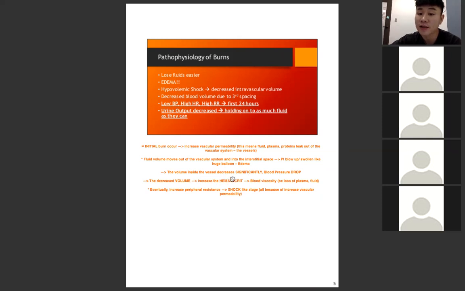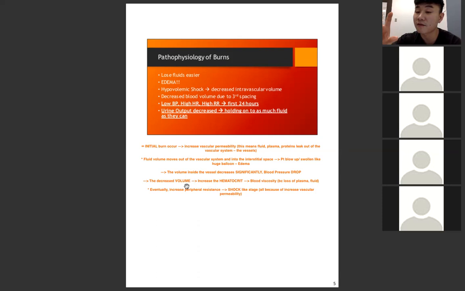The volume inside the vessel decreased significantly, therefore leading the blood pressure to drop significantly as well. The decreased volume leads to an increase in hematocrit. Why? When we talk about the volume of the blood, it consists of a lot of components. It has red blood cells, white blood cells, platelets, and other substances as well. So when we decrease the volume, we lose a bunch of them, including the red blood cells.